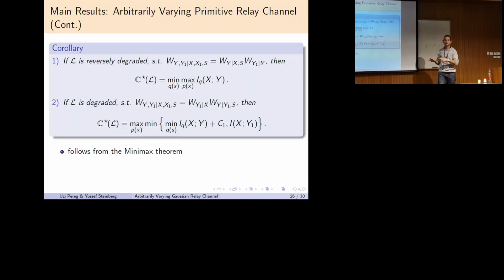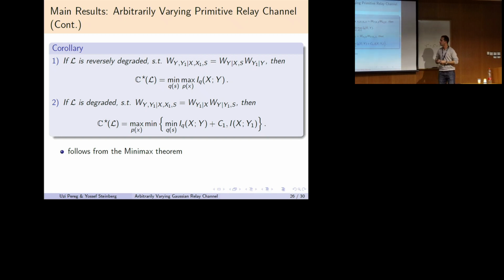So now this allows us to determine the random code capacity for those special cases. If the relay channel is reversely degraded and has this form, then the random code capacity is the direct transmission rate. And if it is degraded, then the random code capacity is given by the full decode forward bound, which means that the relay decodes the entire message.